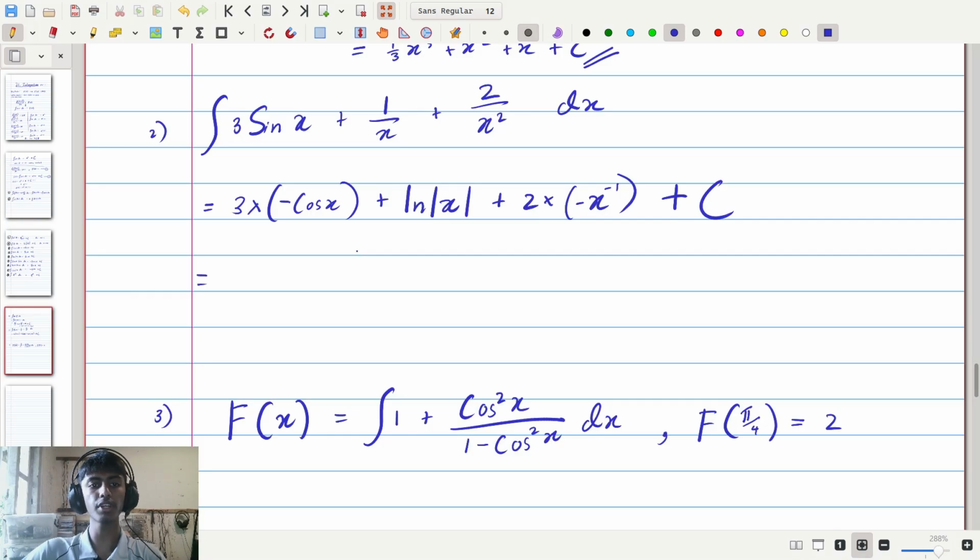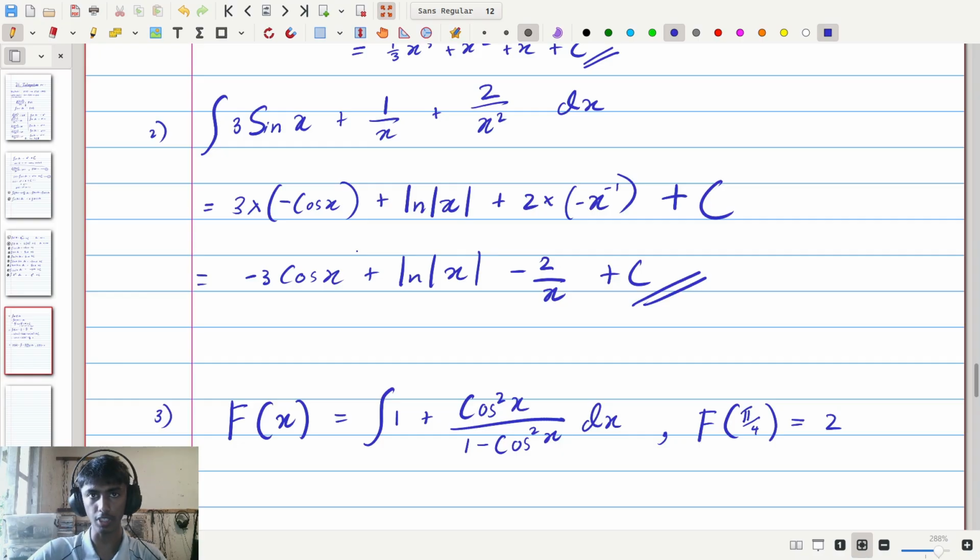Simplifying the first term, we have 3 times negative cosine of x, which I'm going to write as negative 3 cosine of x. The natural logarithm of the absolute value of x can remain as it is. And here, this 2 times the negative x to the power of negative 1, I'm going to write as negative 2 divided by x to the power of 1. So negative 2 divided by x and plus c. This right here is our final answer of question number 2.